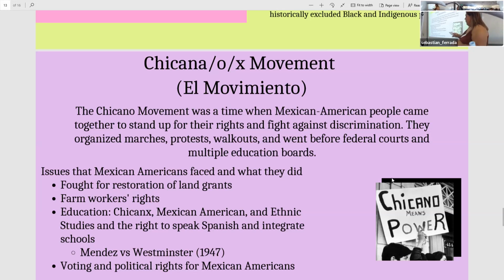Last but not least, voting rights and political rights for Mexican Americans. With that, I mean the ability to vote by providing access to registration, education on what they're voting on, and providing accessibility. And this has in turn led to more representation in our offices, even here locally.